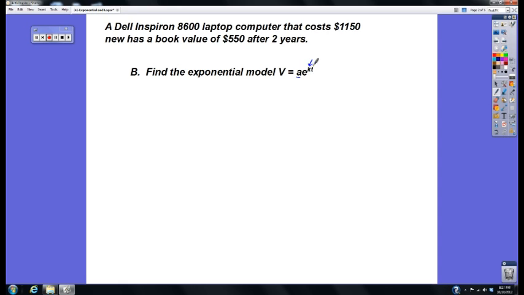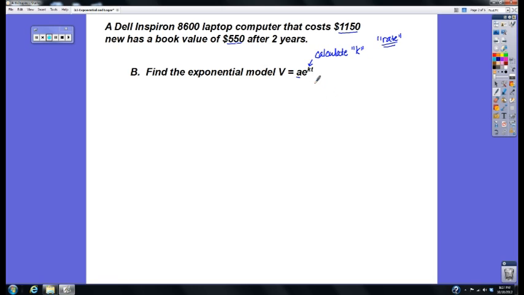But this k right here, we don't know. We have to calculate the k first, because k is like our rate. It's the rate at which the computer is decreasing in value. So we have to calculate the k. So let's figure out what we can plug in to calculate the k. We have a starting value, and we have an ending value, and we have a time frame. So let's plug that in where it goes and see what we can come up with.